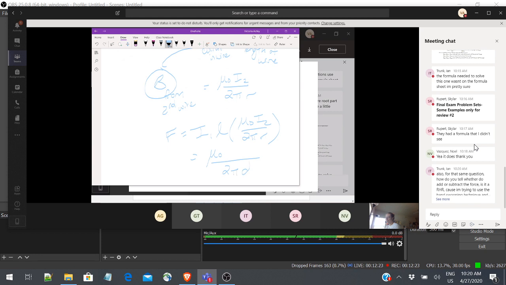R and D are interchangeable. L is the same as lowercase l, I1, I2. That's all it is.